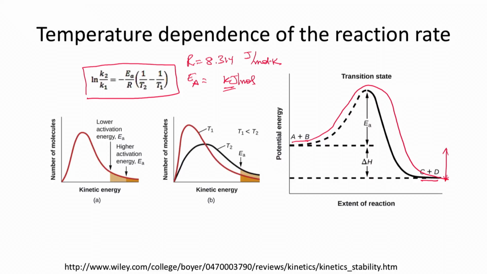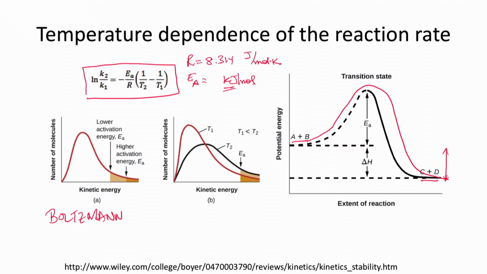And so the point is that I have a Boltzmann distribution here showing that there are different molecules with different kinetic energies. There's an average kinetic energy, but that's just the average. It doesn't mean that every single molecule has exactly the same kinetic energy. Some might have more, some might have less.